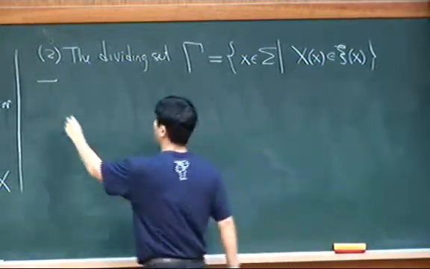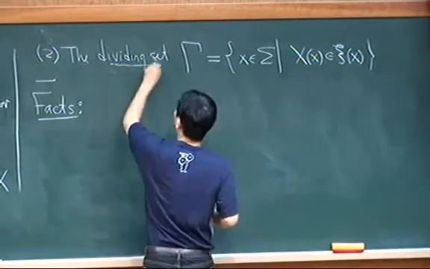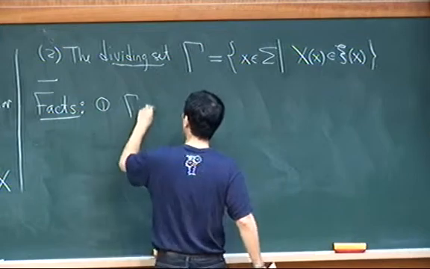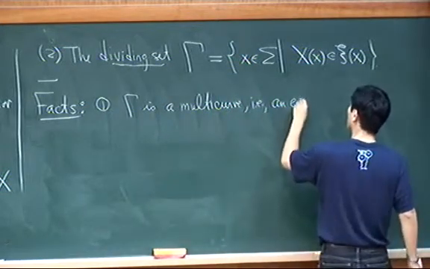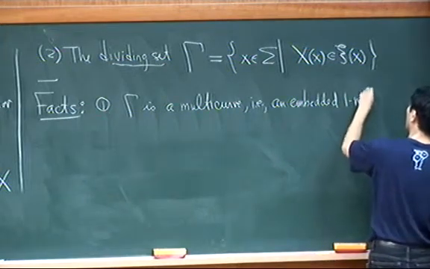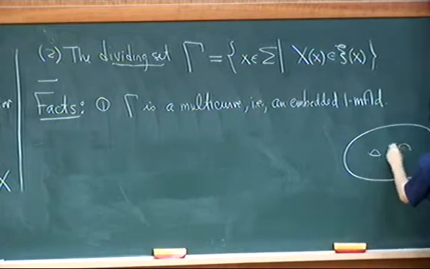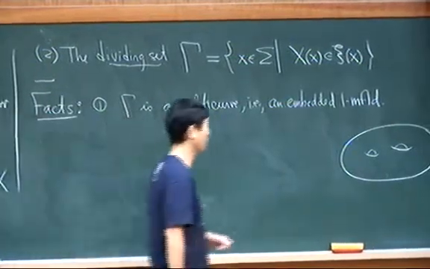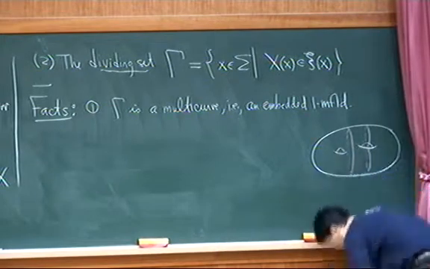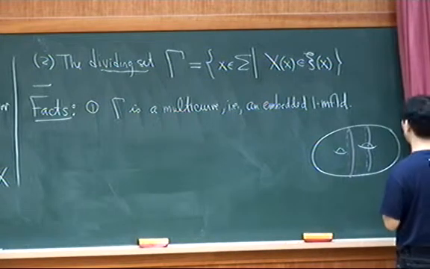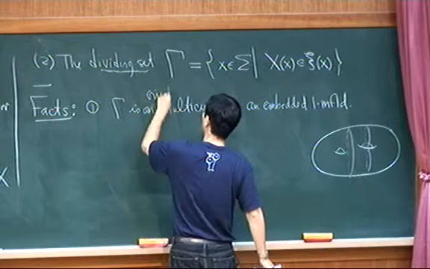So let me write some facts that will start to illuminate what this dividing set is doing. The first thing is that the dividing set gamma is a multi-curve, i.e. an embedded one-manifold. So it doesn't have to be connected, but it's going to be an embedded one-manifold in the surface sigma. So you have maybe a surface that looks like this. Dividing curves will always be in red. Okay, so that's the multi-curve. Not just a multi-curve, but an oriented one. I'll say a little bit about the orientation in a moment.